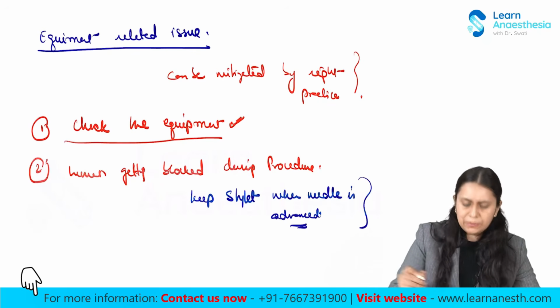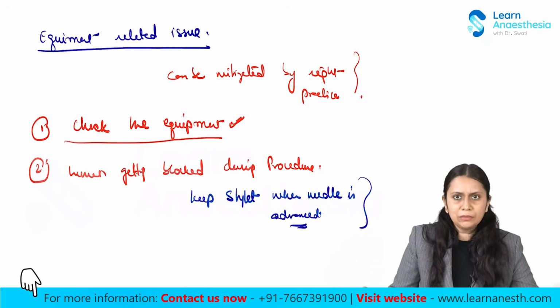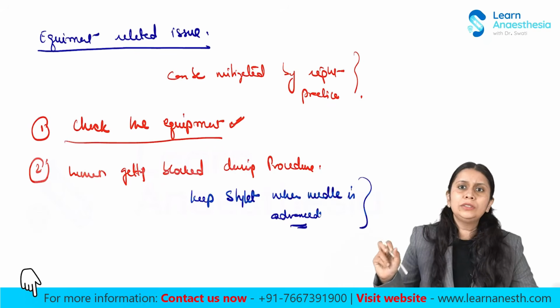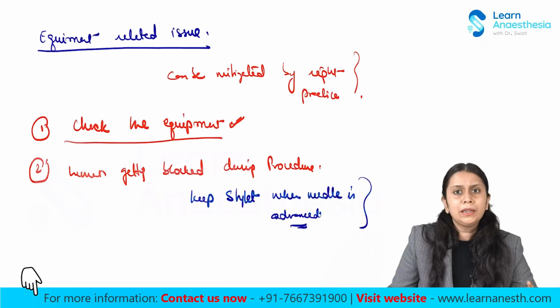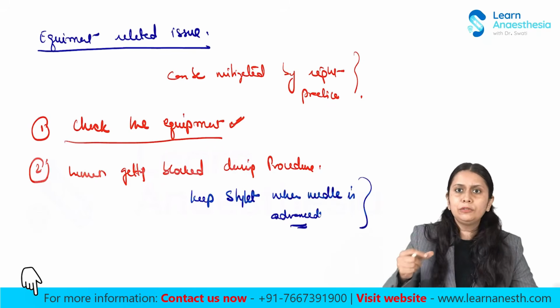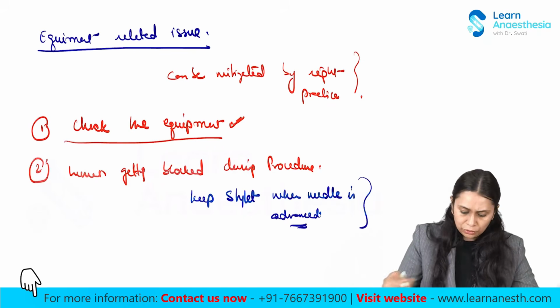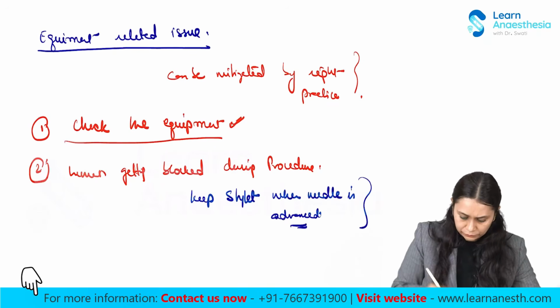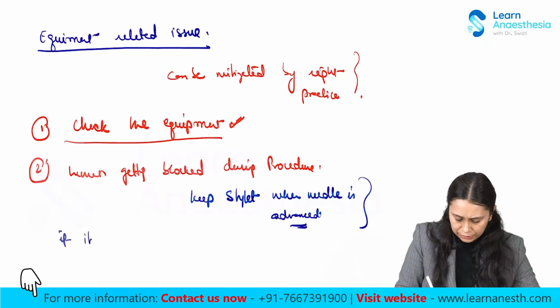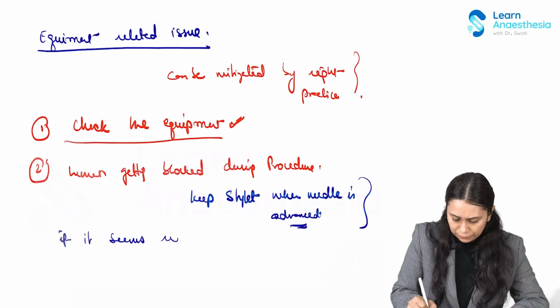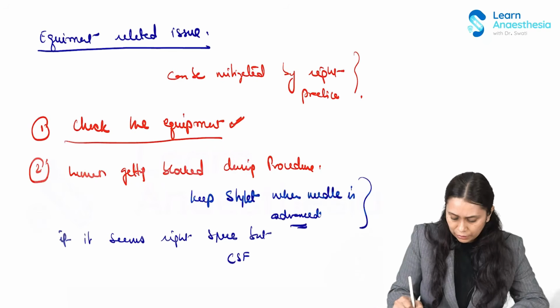A number of times it seems that the stylet was there, and it seems that we are in the right place, and then also the CSF after removal of the stylet is not coming. In that case, we have to remove the needle immediately and do the flush test. We have to flush the needle and check. So if it seems the right space but no CSF, then we have to remove the needle and perform the flush test.